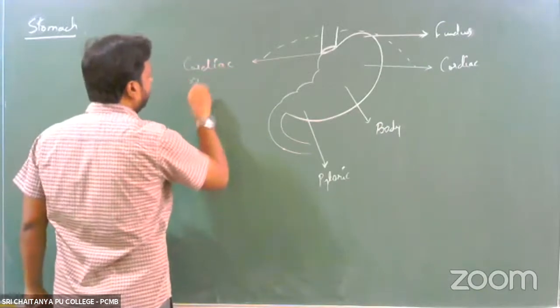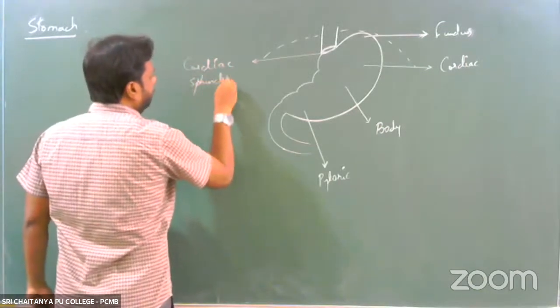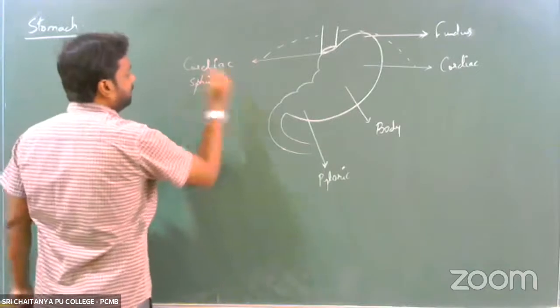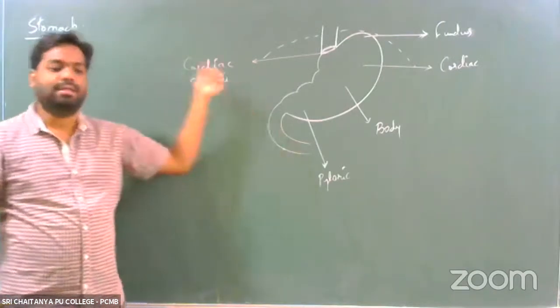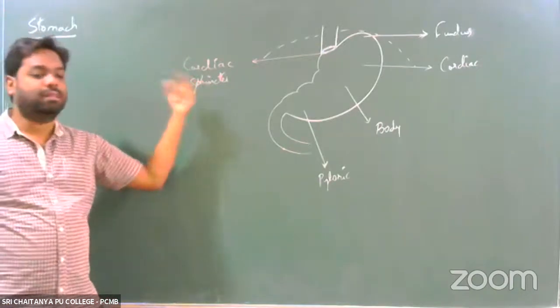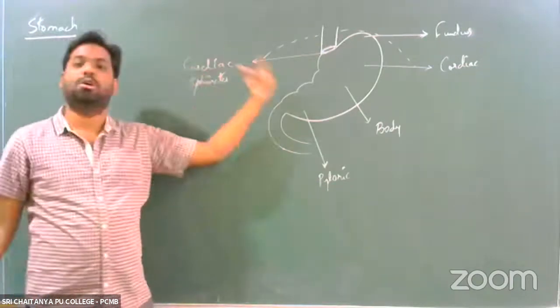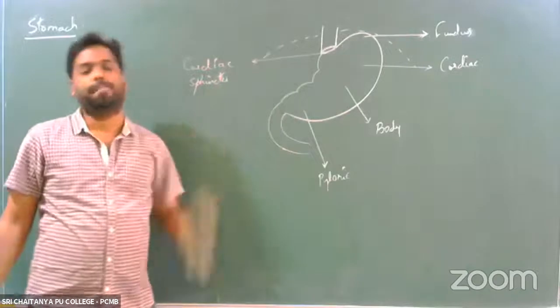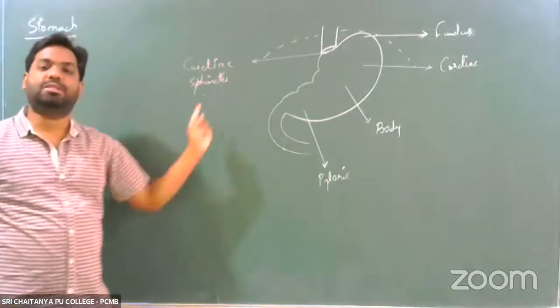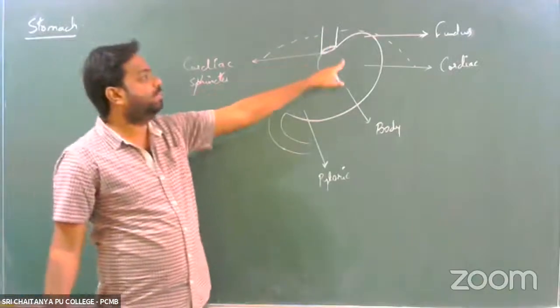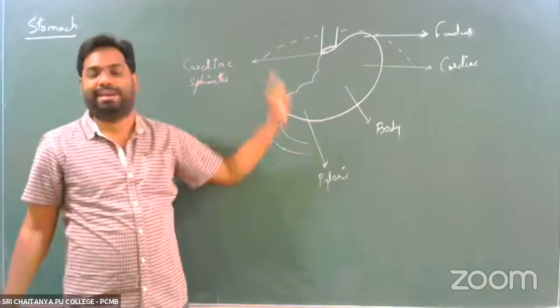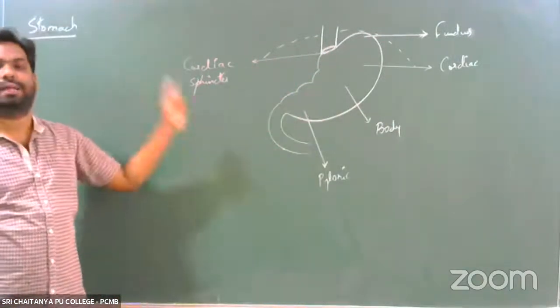It is also called the cardiac sphincter. Now, this cardiac sphincter, as I've already said in the previous class, is the one which would start acting like a valve, and it would prevent the backward flow of food from the stomach back into the esophagus, right? The reason why we call it the cardiac sphincter is because this opening opens up near the cardiac part of the stomach.